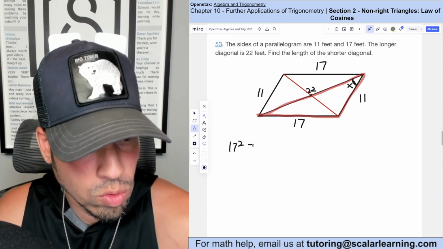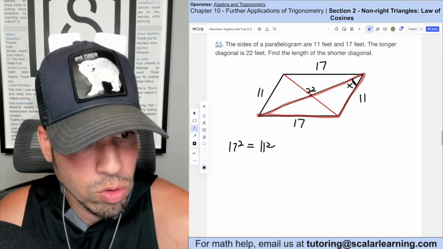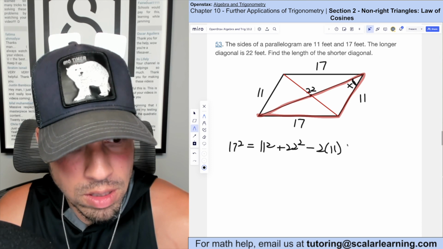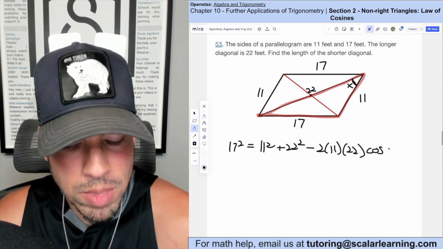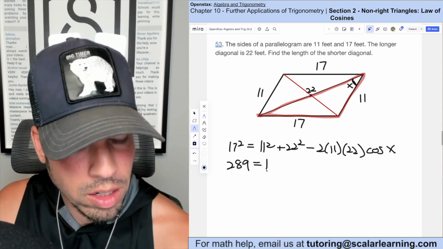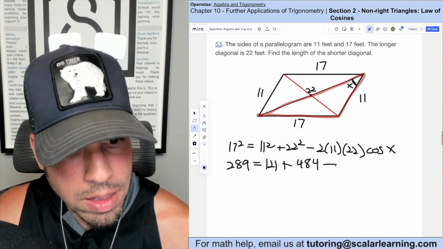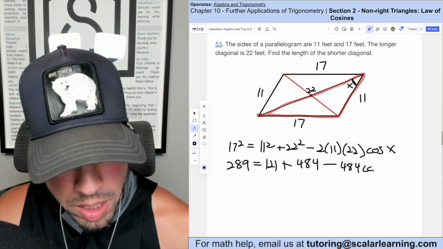So we got 17 squared, which is equal to, and then we got the other two sides, which are 11 squared and then 22 squared, minus 2 times 11 times 22, right? Those same two sides, and then times cosine of that missing angle, which is x. Now we got 17 squared, which is 289, equal to 121 plus 484 minus 2 times 11 times 22. That's also 484. And then we got cosine of x.